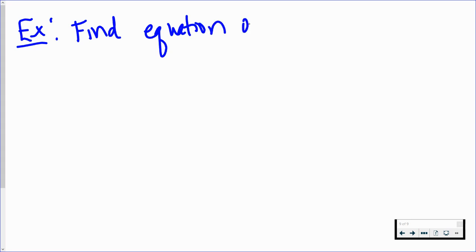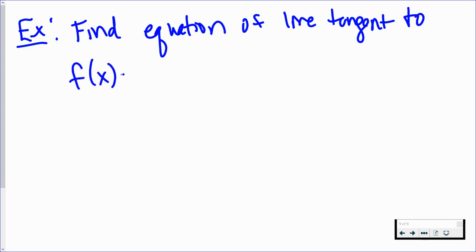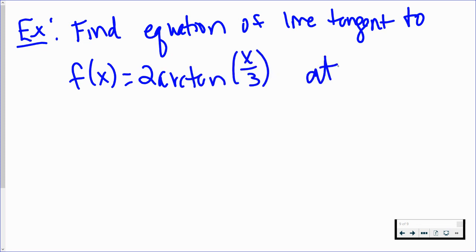Okay, so let's say that we want to find the equation of the line tangent to f of x equals 2 arctangent of x over 3 at the point where x equals square root of 3.